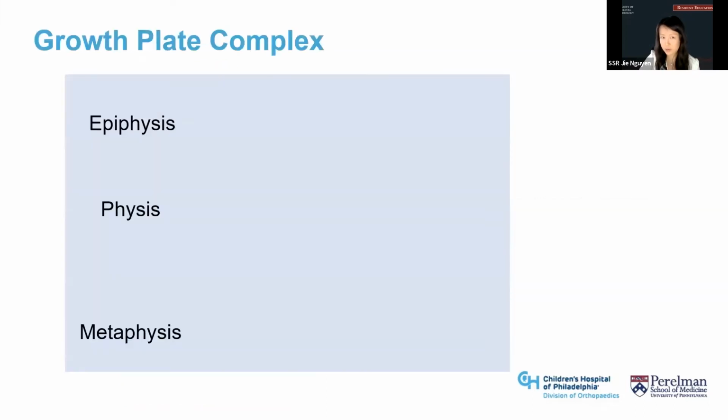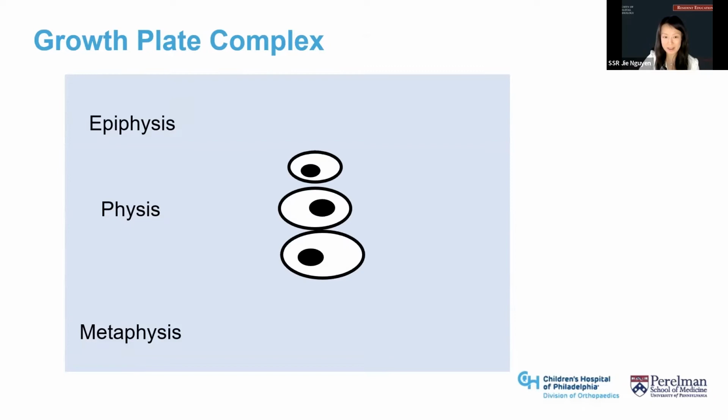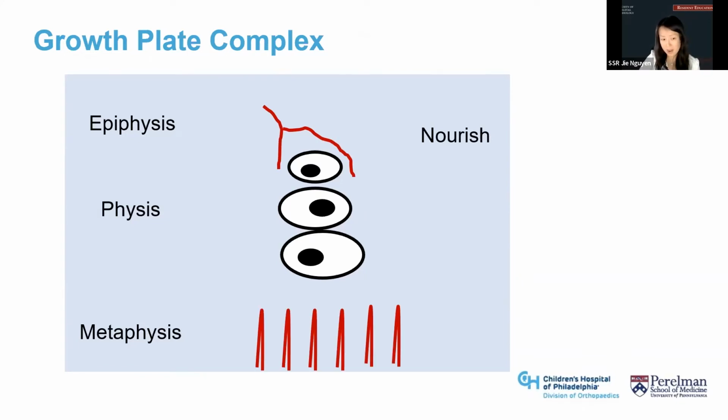So just to review the growth plate complex. We have the chondrocytes lining up in their nice little columns. We have the epiphyseal vessels that nourish the chondrocytes. And then we have the metaphyseal vessels that are really mean and want to starve the chondrocytes. So it generates this zone of avascular area to induce apoptosis of the chondrocytes.